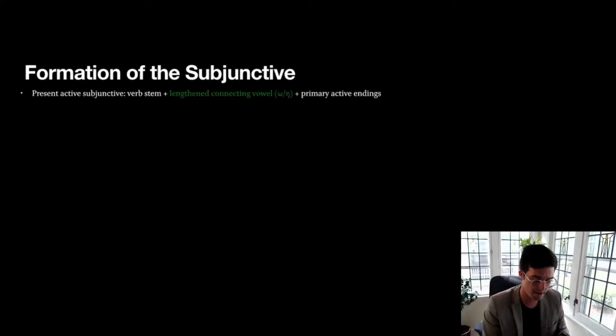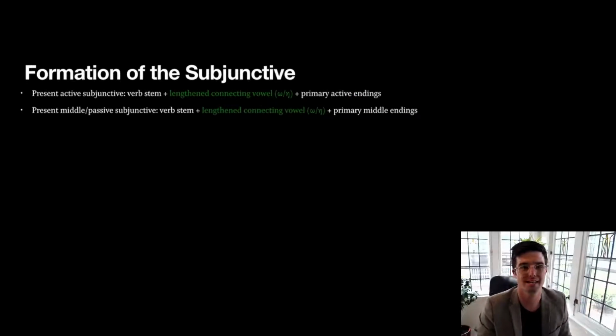So our first one here is the present active subjunctive. We have the normal verb stem, not modified. We have our lengthened connecting vowel, which is our key to identification for the subjunctive. And then we have primary active endings, those endings that you had learned so well back when we did indicative verbs. The present middle or passive.